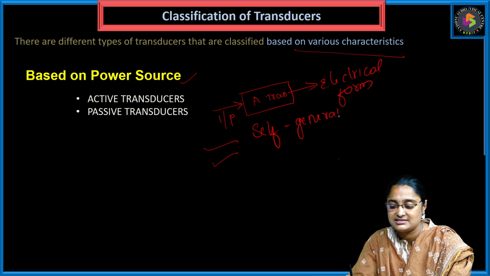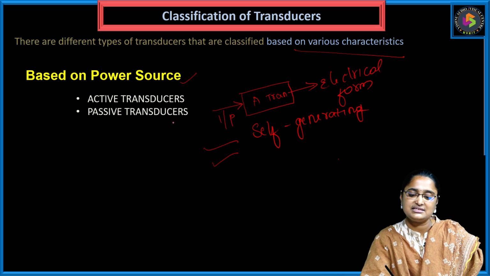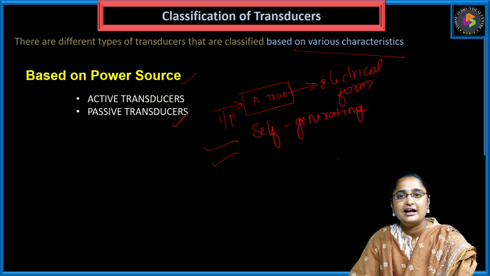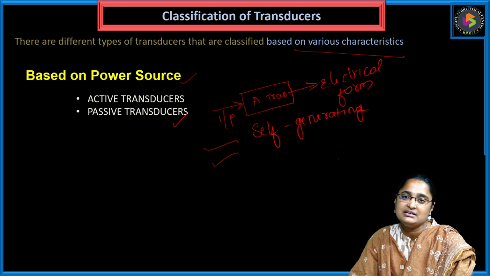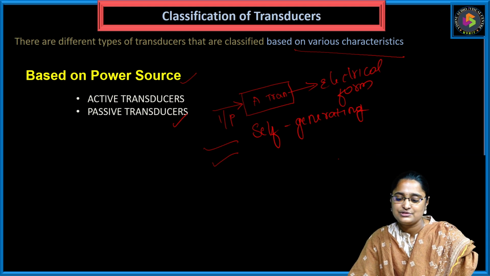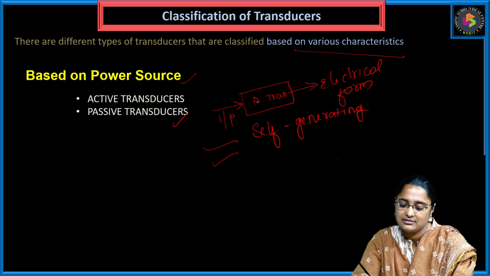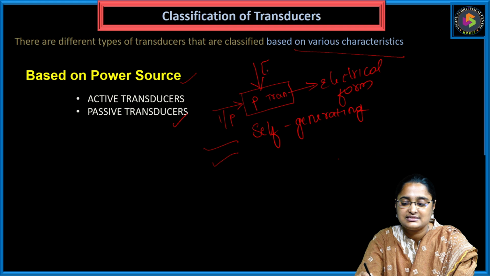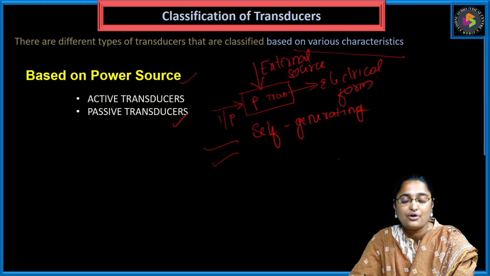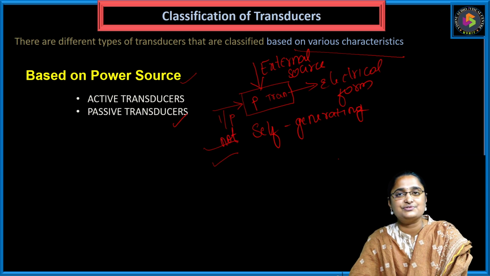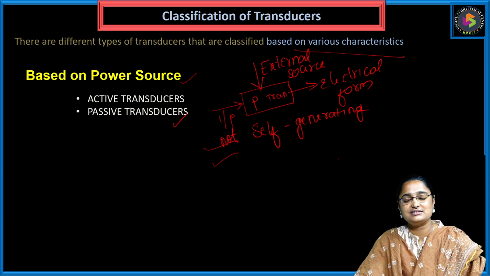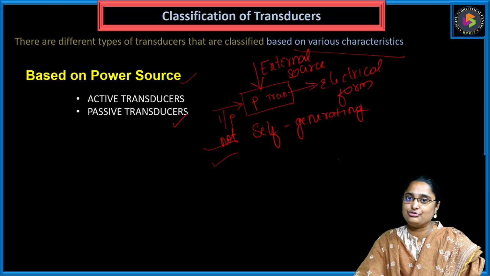Passive transducers, on the other hand, require an external source to excite them so that they give an output in an electrical form or any known perceptible form. For passive transducers, you need to give an external source as excitation. So these are not self-generating transducers, and they require an external source to give an electrical output.